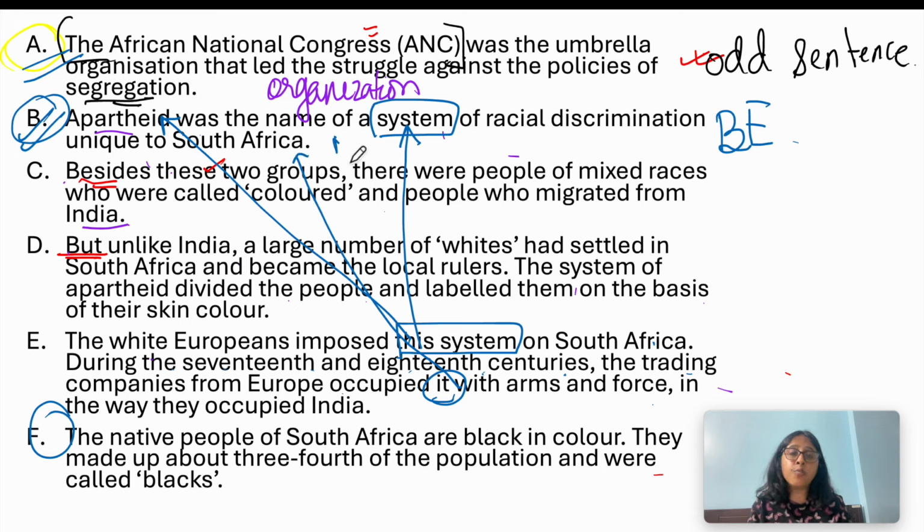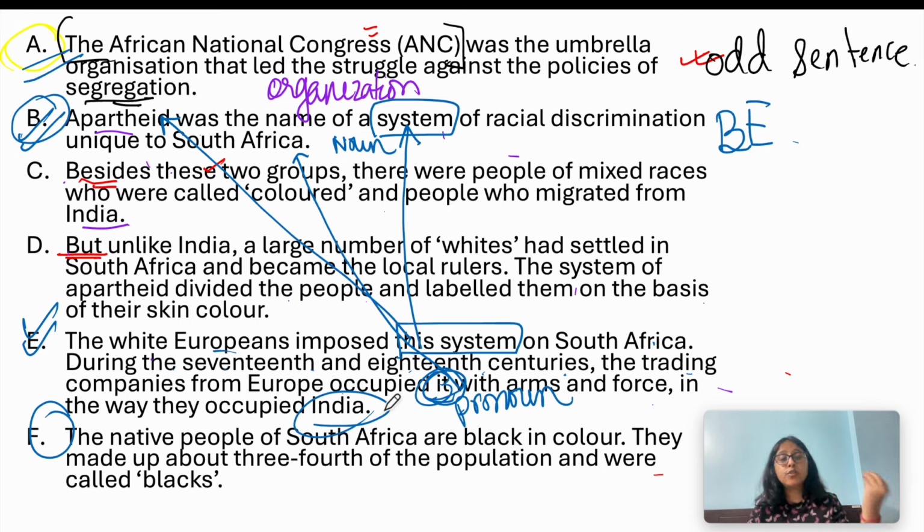Again, there is a noun pronoun pair as well. This is the noun and this is the pronoun. With arms and force in the way they occupied India. Okay, fine. So we have arranged B and E. Okay. Now here you can see that the author is trying to create a link between India and South Africa. That white Europeans occupied South Africa in the same way they occupied India. So in the next sentence, we will compare the situation between these two countries.